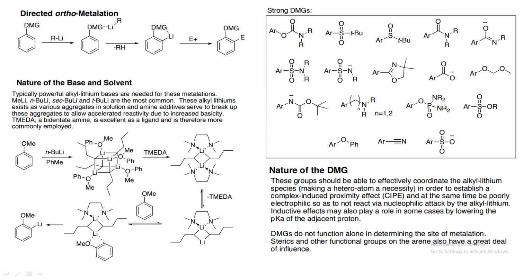So this is called directed ortho-metallation. You can see in the previous problem we have an OMe group here. Not only the OMe group, there are many other strong directing ortho-metallation groups, which you can see listed over here. And what should be the nature of this group?